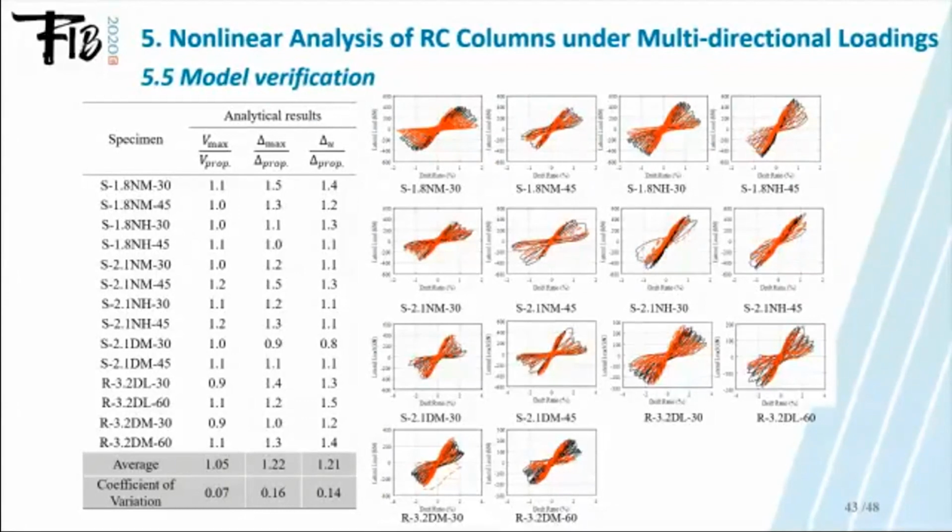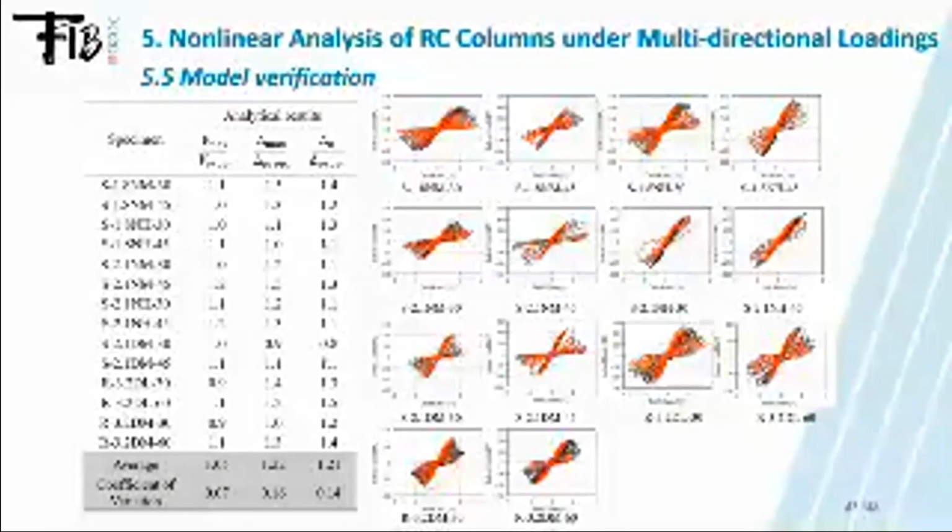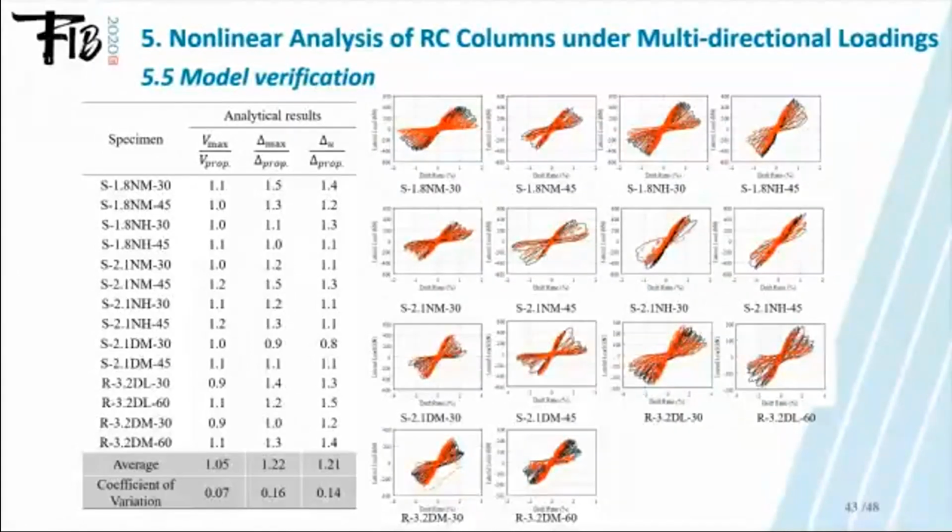As for our tests, the average value of the measured to the estimated peak strength is 1.05, and the coefficient of variation is only 7%. The average values of the measured to the estimated deformation at the strength point and at the shear failure point are respectively 1.22 and 1.1.